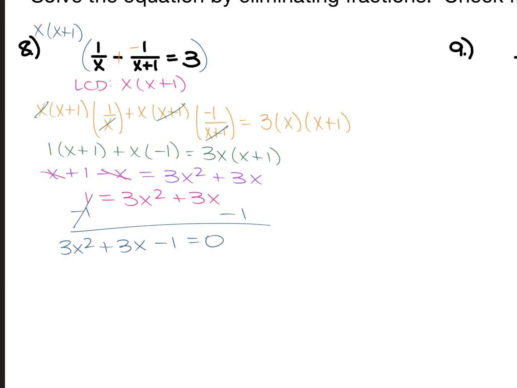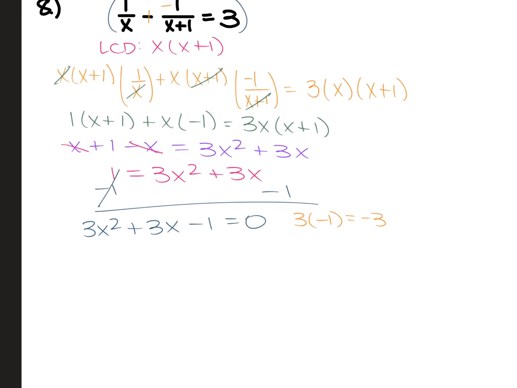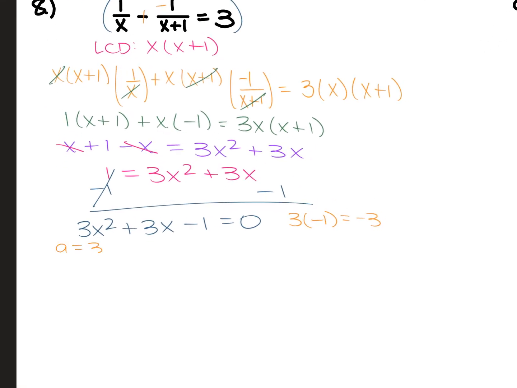From here, we're going to try to factor this. Your a is not 1, so if you multiply 3 times negative 1, that gives you negative 3. Your factors of negative 3 that add to be 3 are none. So you're going to use your quadratic formula in order to solve this. Your a is 3, b is 3, c is negative 1.